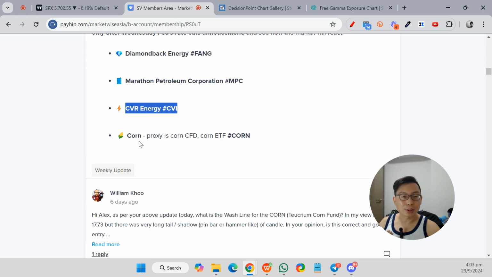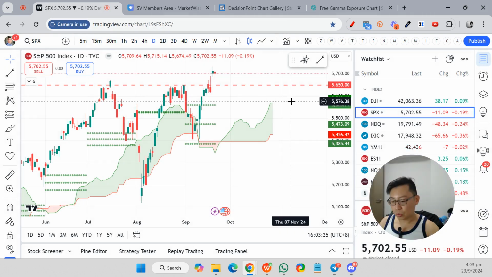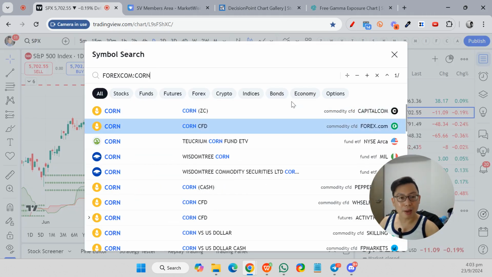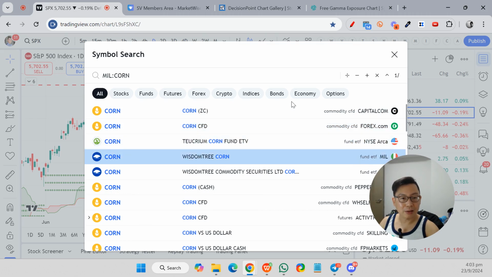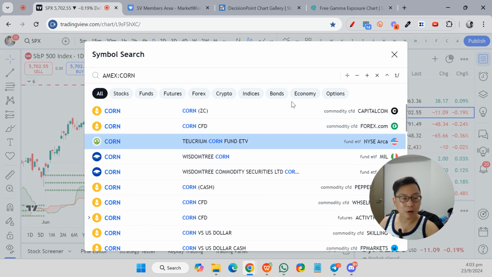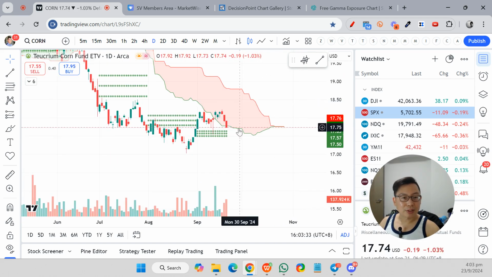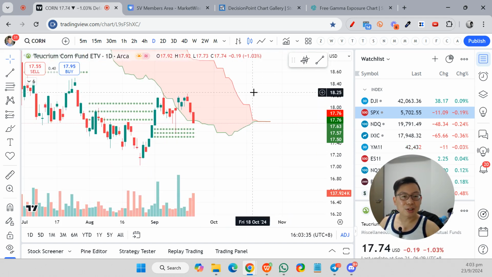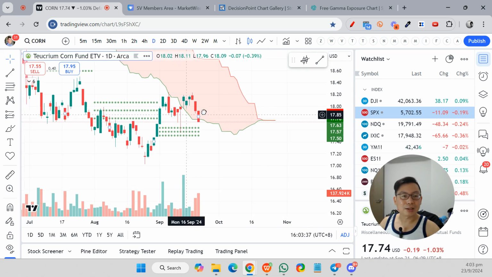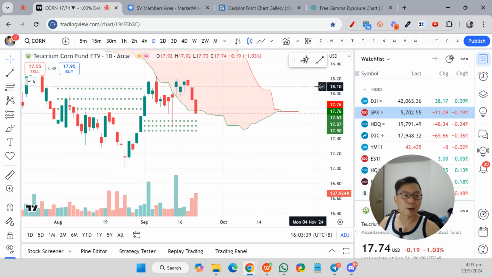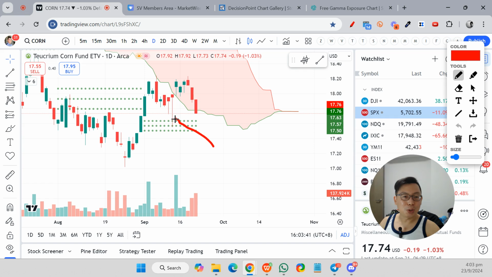The not so good news is that I got stopped out on the corn. This is a proxy; I use the corn ETF there. Last Friday it was pretty bearish. The corn ETF is CORN, the Teucrium Corn Fund ETF. Even though I thought it was pretty good, once again this pin bar is causing a huge problem.